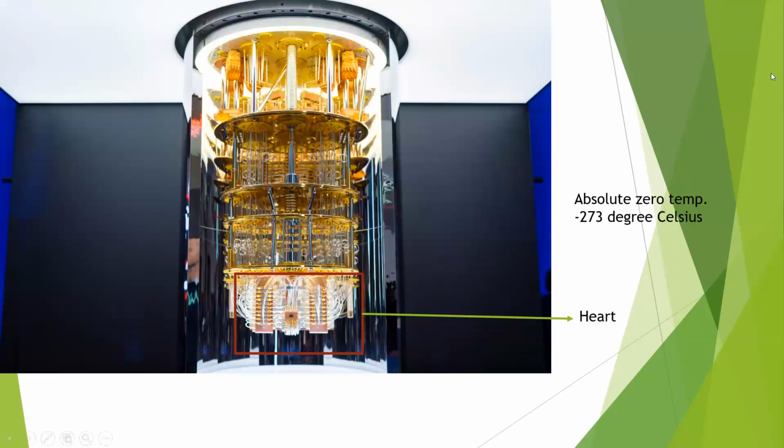This is IBM's IBM Q quantum computer. The highlighted part is at the heart, where the qubits are stored, and above this the full computer is kept in a chamber at absolute zero temperature, that is minus 273 degrees Celsius, to maintain the superposition and entanglement states.